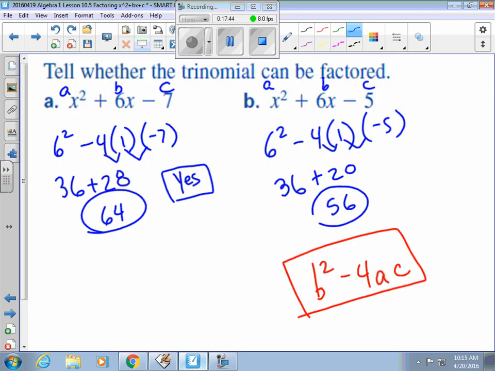Is 56 a perfect square? No. 8 times 8 is 64. 7 times 7 is 49. So it's between 7 and 8, which means it's not a perfect square, which means it cannot be factored into integer coefficients.